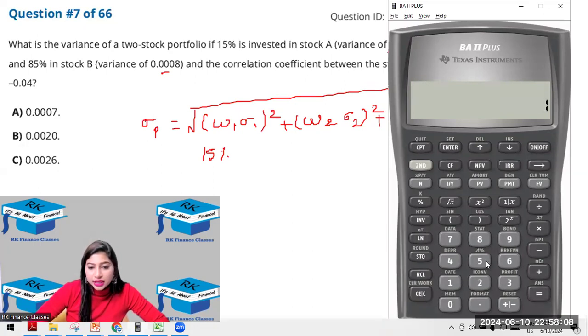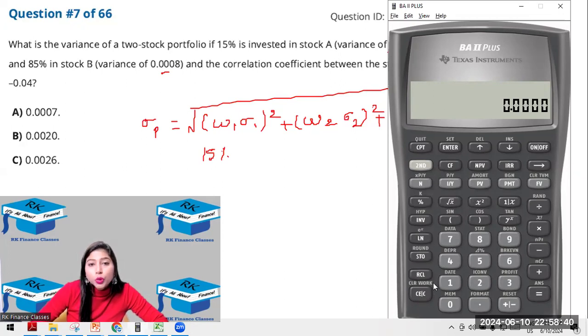W1 is 15%. 15% into sigma 1. अभी sigma 1 I have stored in memory number 7. So recall 7 equal to, and then take a square of this thing and store in memory number 1. अभी second term के लिए W2 is 85%. For stock B it is 85% into sigma 2. Sigma 2 I have stored in memory number 8. Recall 8 equal to, and then take square of this thing and store in memory number 2.